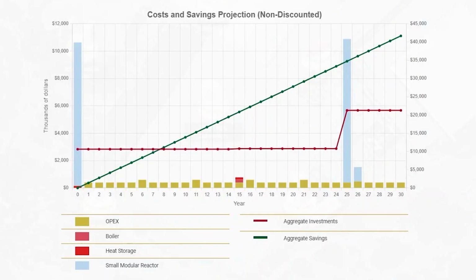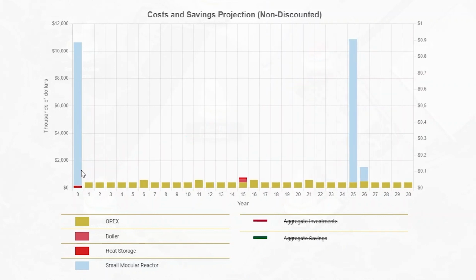In our costs and savings projection graph, we can see that the savings will overtake the aggregate investment around year 8. We can also view the investments made by year by scrolling over the bar for the corresponding year. In year 1, we can see the investment for the small modular reactor as well as the heat storage. We can also see the decommissioning costs, represented after the 25-year lifetime.